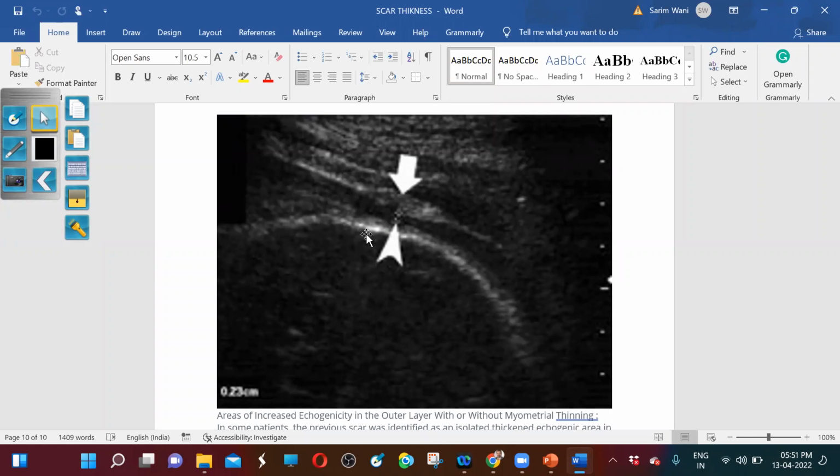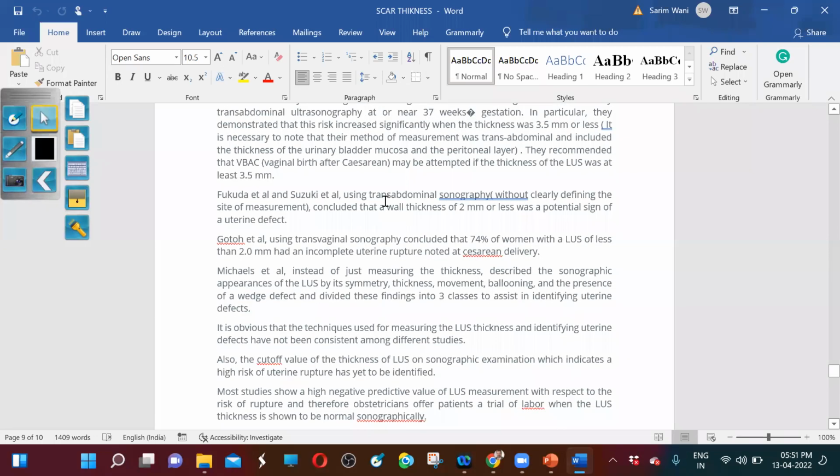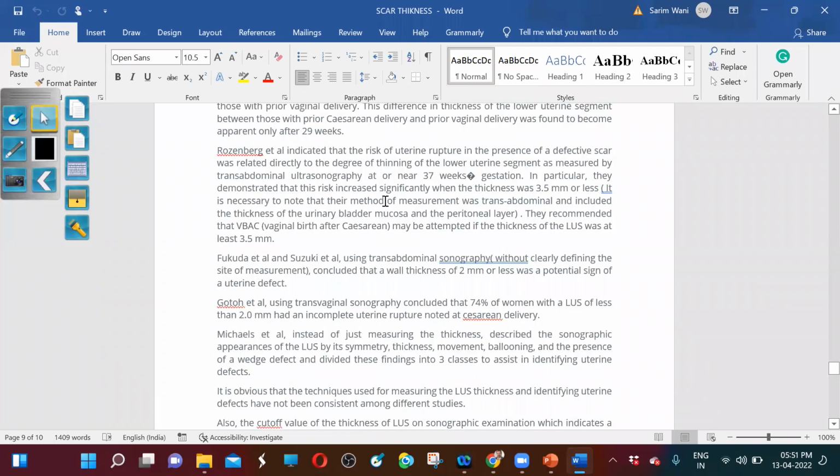Don't take the entire thickness. By taking the entire thickness, you are automatically taking the wall of the urinary bladder also. See for the beneath myometrium only, and myometrium is hypoechoic. That is why I am showing you this, so as not to include the urinary bladder wall. So how much can be normal? Now, when we are taking exclusively the myometrium, which is beneath the scar, even 2 is normal.